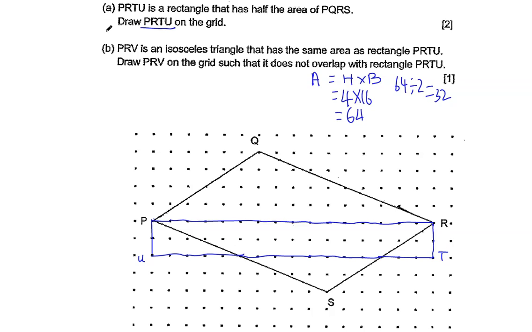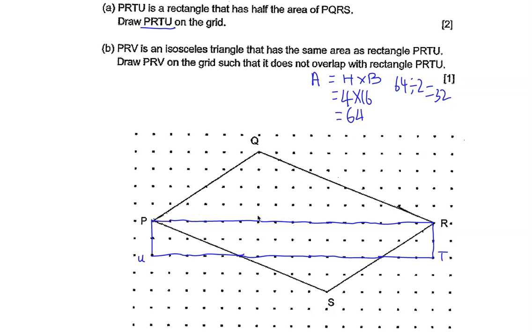Now let's look at part B. PRV is an isosceles triangle that has the same area as rectangle PRTU. Same area here, which is 32. Draw PRV on a grid such that it does not overlap with rectangle PRTU. So it doesn't overlap over here, which means that the isosceles triangle will be above it.